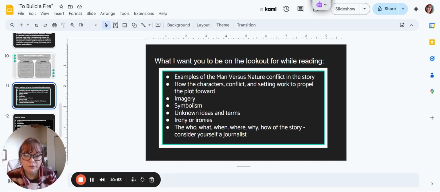I'm going to give you one clue. I want you to be thinking of fire as one of the symbols in the story. And I want you to be looking for those unknown ideas and terms and looking those up if you don't know, right? That just makes us smarter people. And I want you to be looking for any irony or ironies. And I want you to be thinking of yourself as a journalist when you're reading this.